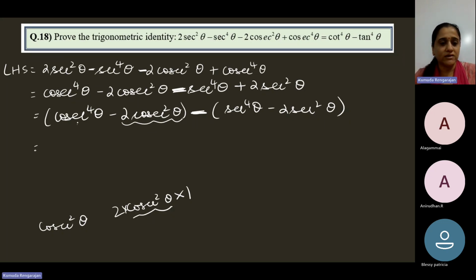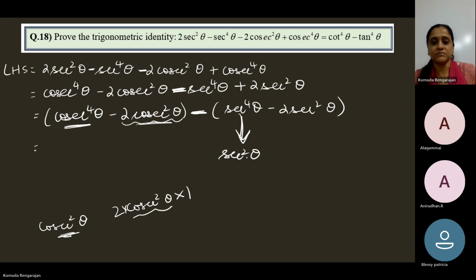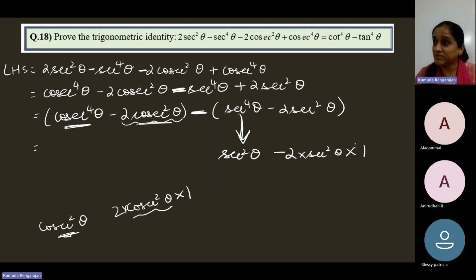If this is a square, then the a term is cosecant square theta. Then what is 2ab? 2 into cosecant square theta, that itself is a 2ab term. That means b is 1. Similarly here, what will be the a term? Secant square theta. What's the 2ab term? Minus 2 into secant square theta into 1. So the b square term or the y square term is 1.